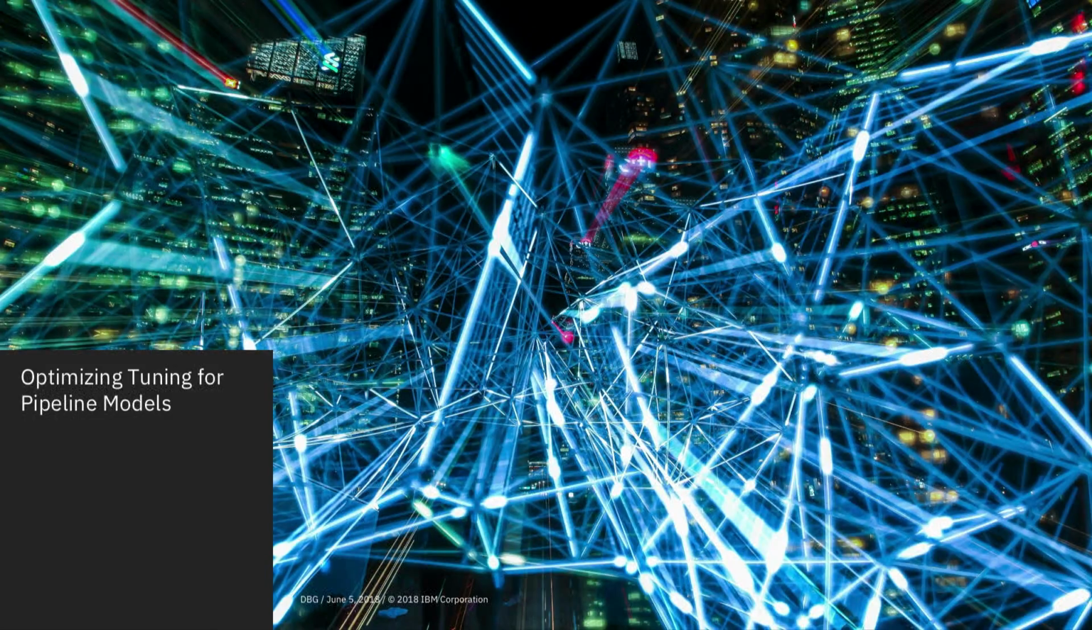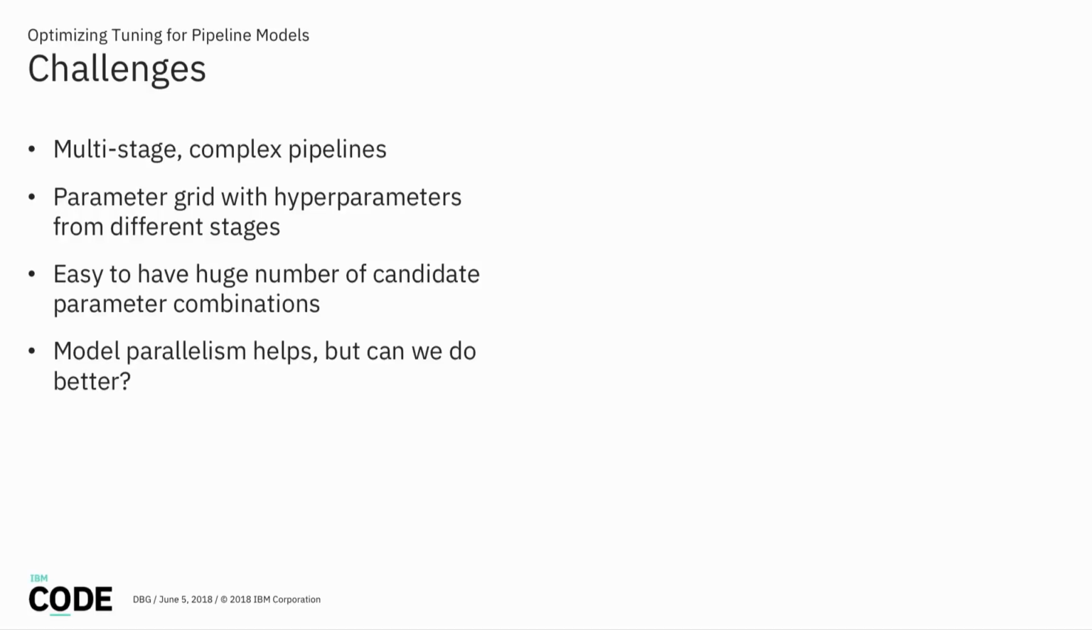OK, now I'll talk about optimizing this process for using pipeline models. This is some ongoing work that we're doing. It's not in Spark yet, but hopefully it'll get there. So your typical Spark pipeline is going to be multiple stages and fairly complex. And you'll end up having a parameter grid with a lot of different parameters from different stages. So as we saw, we end up with a huge number of possible candidates to choose from. And we also saw that model parallelism can help, but we can actually do more optimization with a pipeline to make this even better.